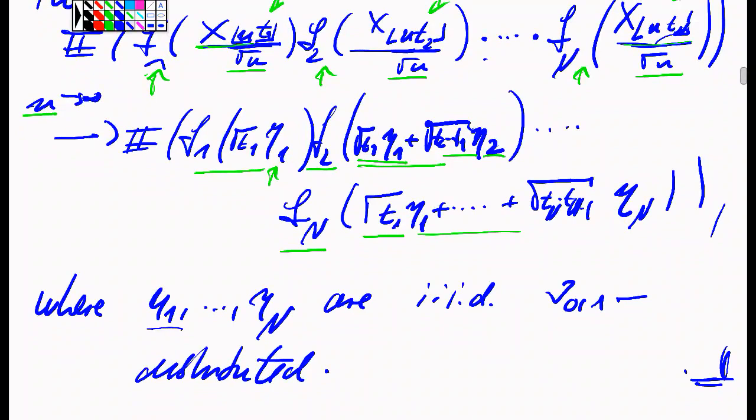eta 1 to eta n, are independent standard normal random variables.